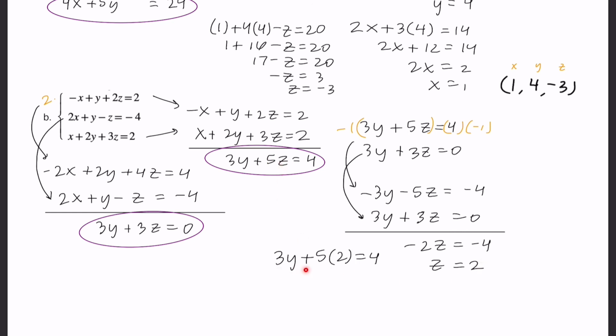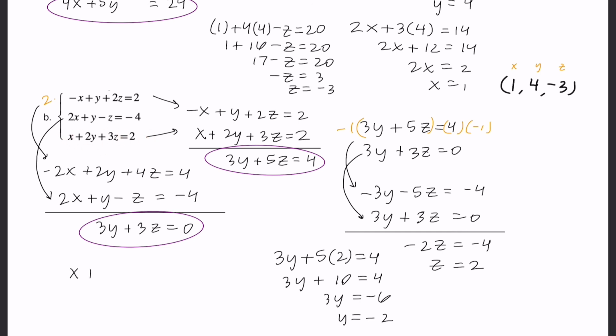So we get 3y plus 5 times 2 equals 4. And now we can solve for y. So go ahead and subtract 10 and divide out the 3. And you end up getting that y is equal to -2. Once you have two variables, so y is -2, z is 2, you take them and plug them back into any of the original equations. So I'm just going to plug them into the bottom equation.